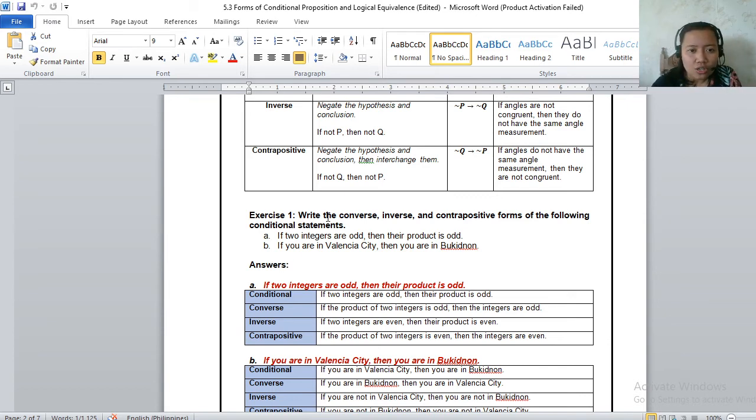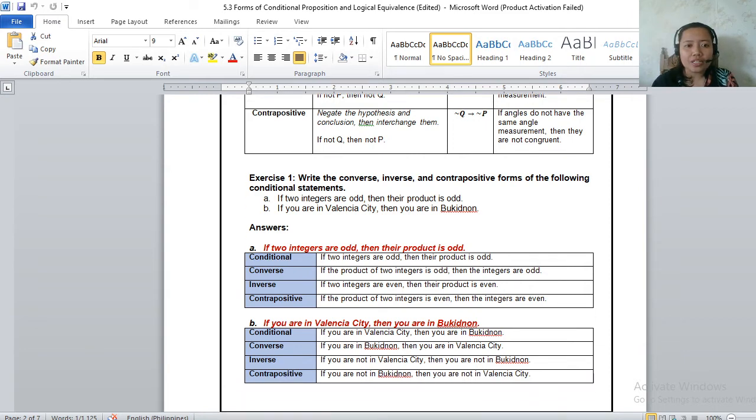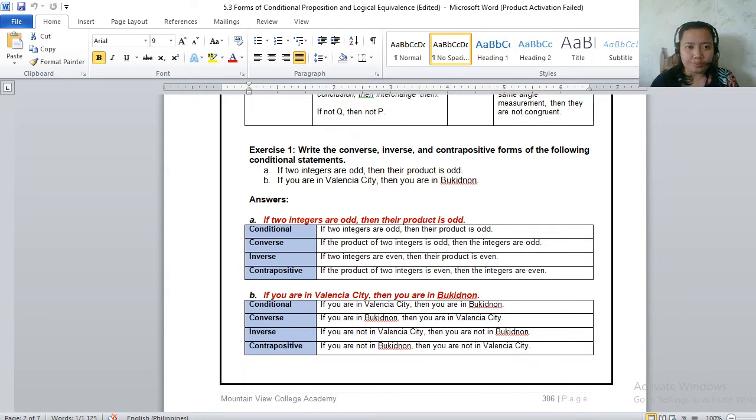Let's read the direction. Write the converse, inverse, and contrapositive forms of the following conditional statements. Letter A. If two integers are odd, then their product is odd. Letter B. If you are in Valencia City, then you are in Bukidnon. So for letter A, let's try to write the converse, the inverse, and the contrapositive.